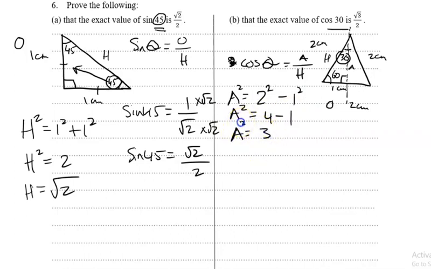That's going to be 3. I'll square root both sides. The adjacent is the root of 3. So we have this side, we have the angle, and we have the hypotenuse. So let's substitute the values back into cos theta equals adjacent over hypotenuse. So cos 30 is going to equal root 3 over hypotenuse. And we've shown that the exact value of cos 30 is root 3 over 2.